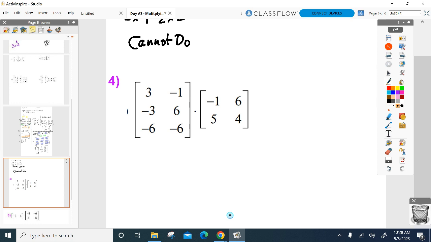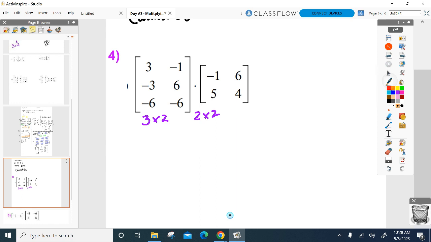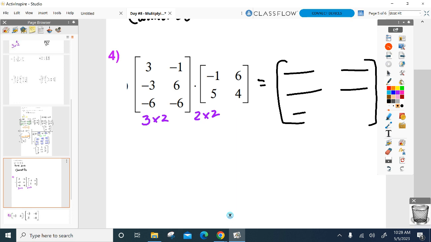Everyone ready? All right, size of the first one, 3x2, with a 2x2. We can multiply those. What's the size of your answer going to be? 3x2, right? 3 rows, 2 columns. Once you get good at this, you don't even have to put the blanks if you don't want. I just think it's helpful to see what size it has to be.